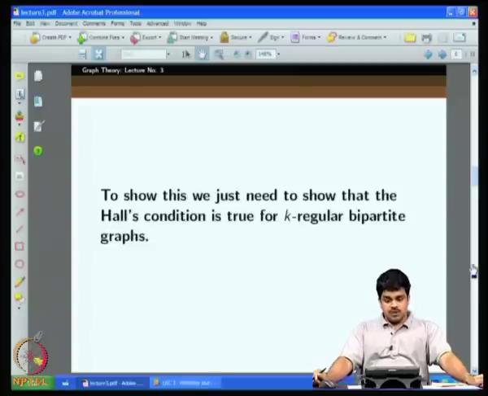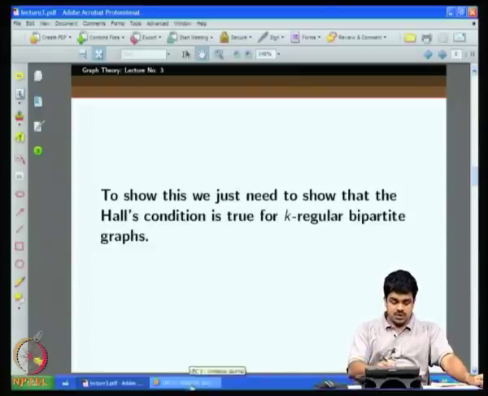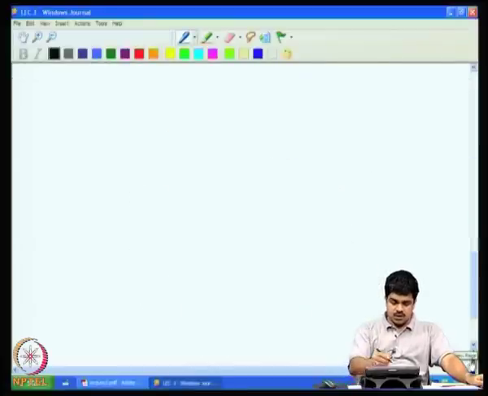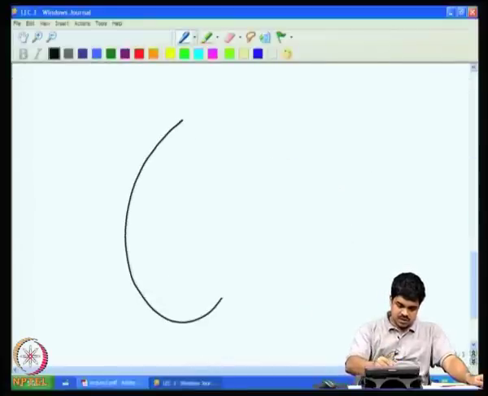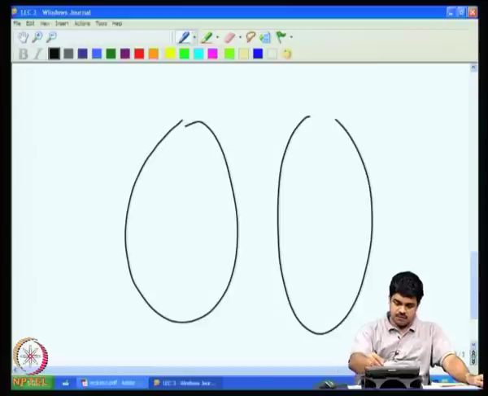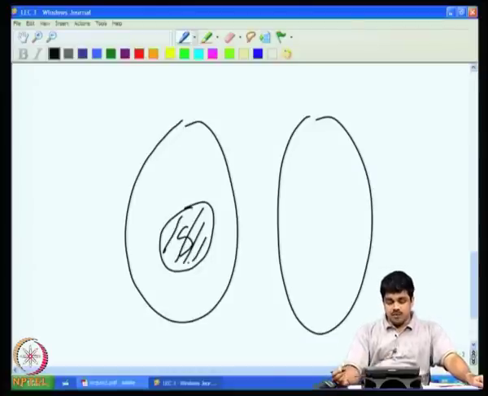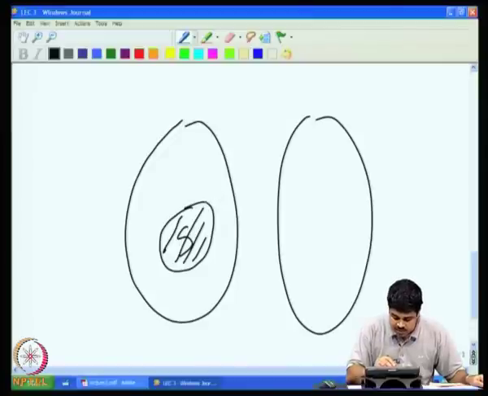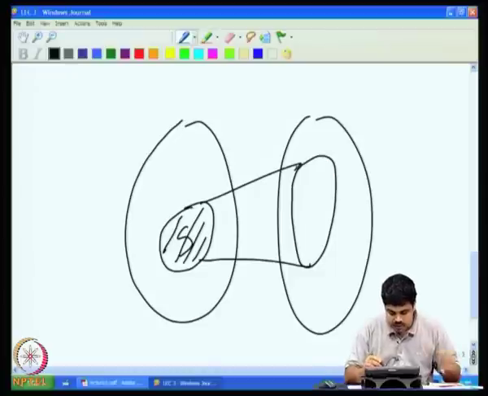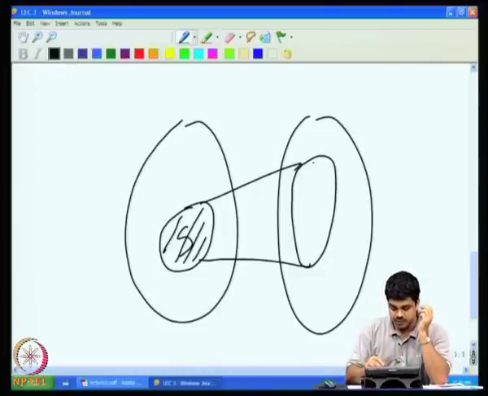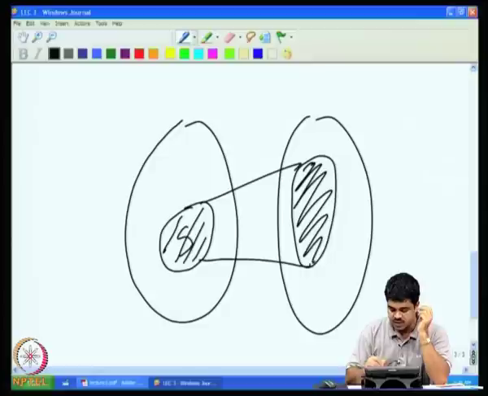So, how do we show that the Hall's condition is true for k regular bipartite graphs? Let us consider an example picture. Here is the bipartite graph. It is supposed to be a k regular bipartite graph. Now, take an arbitrary subset S of it. Let us look at the neighborhood of this. Neighborhood means I collect all the vertices that are connected to at least one vertex in S.